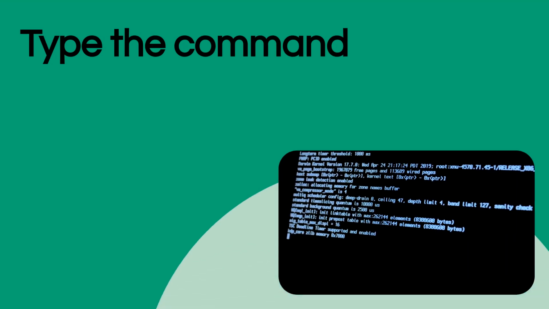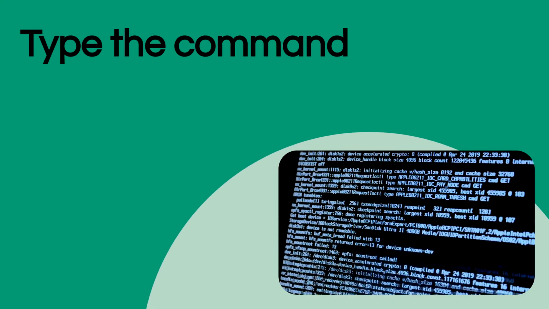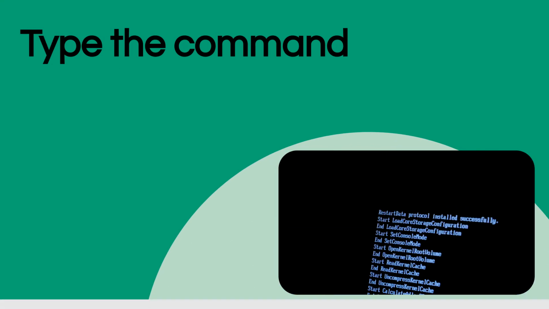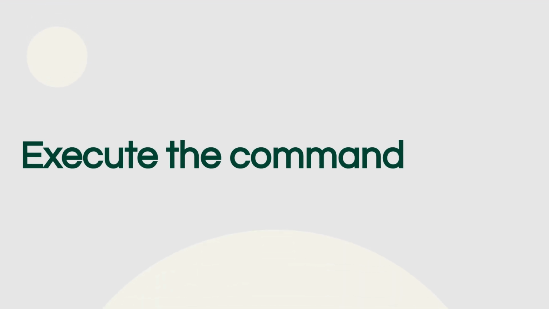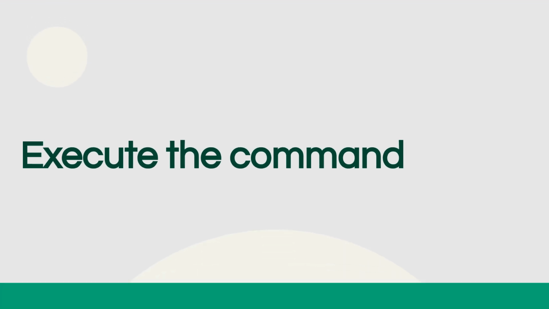In the command prompt window, type in ipconfig /flushdns exactly as shown. Once the command is typed, it's time to execute it to clear the cache. Press the Enter key to run the ipconfig /flushdns command. After the command runs, you should receive a confirmation message.